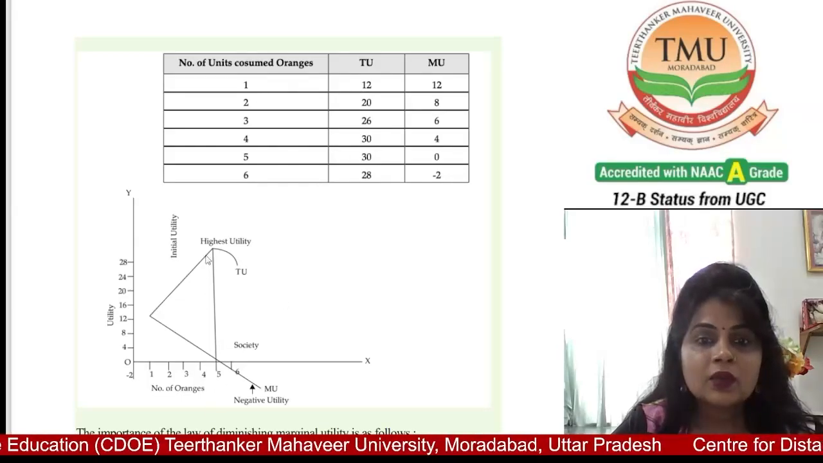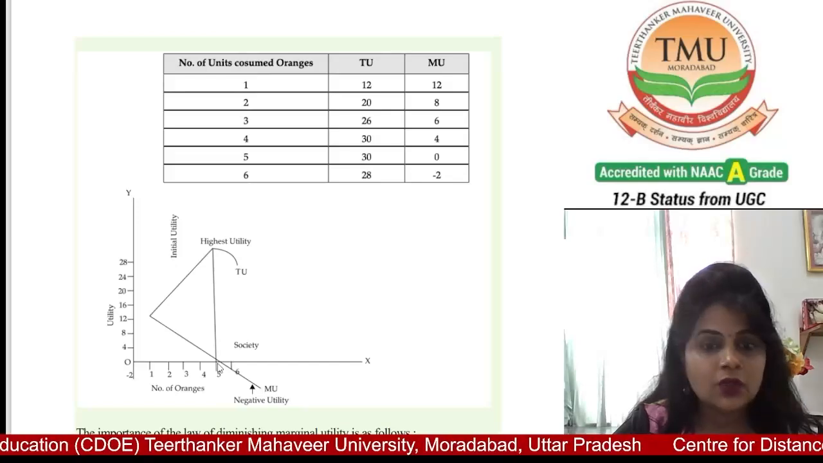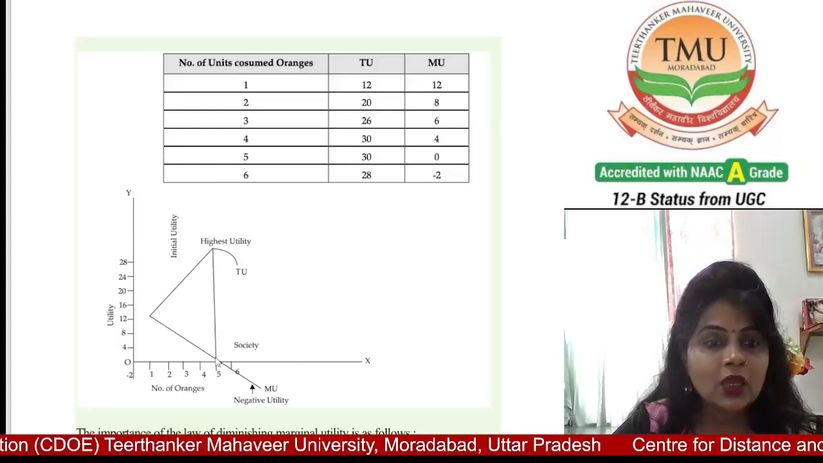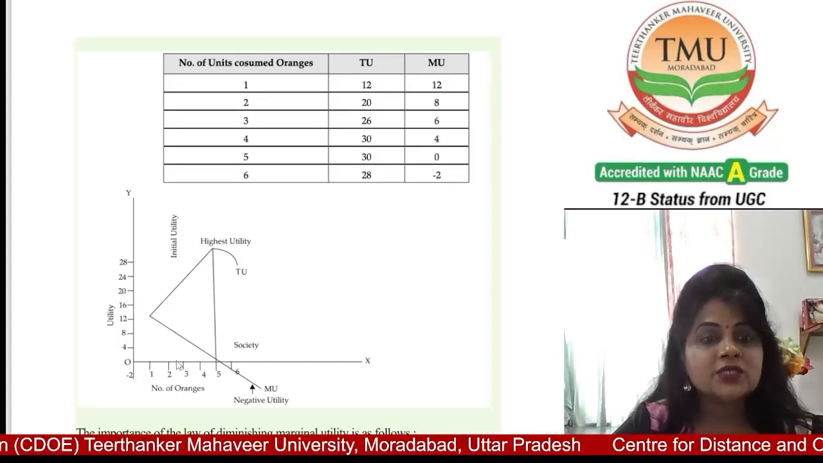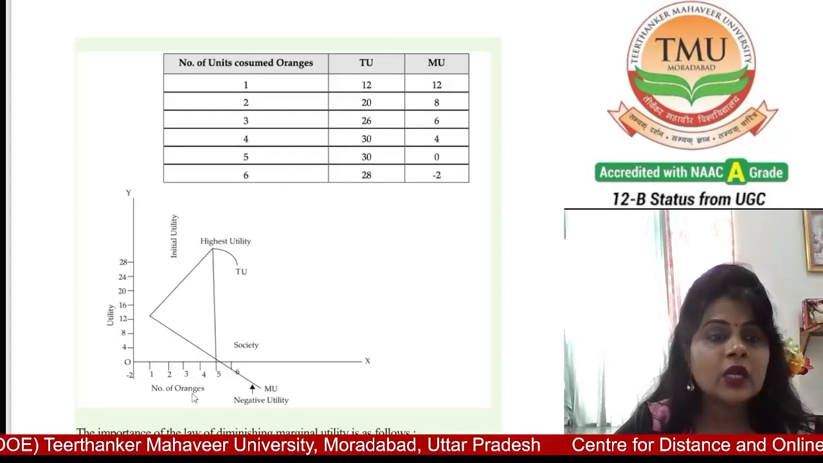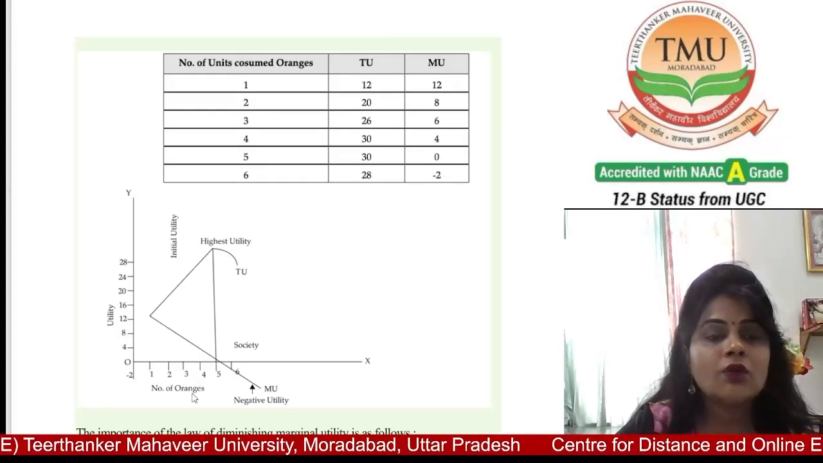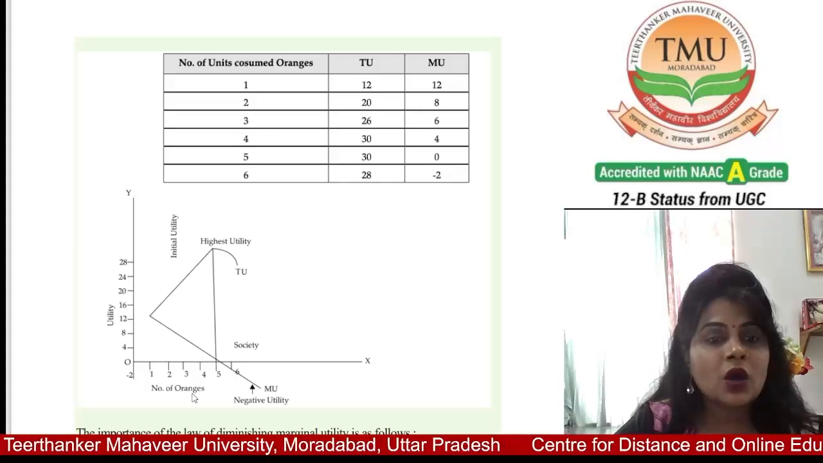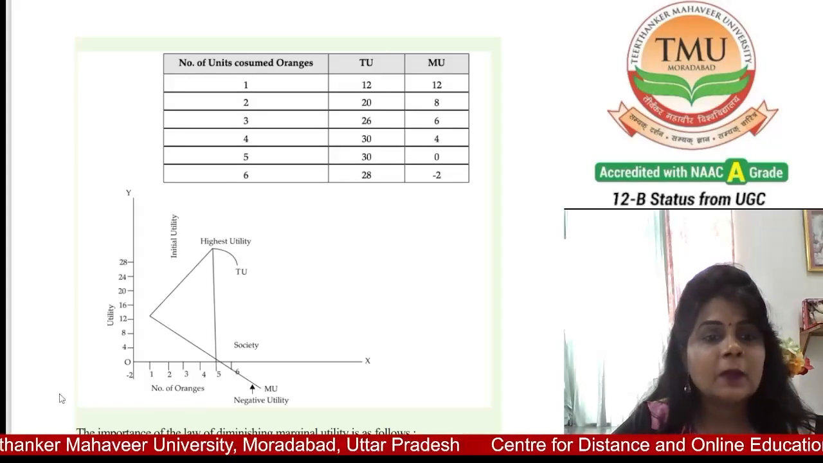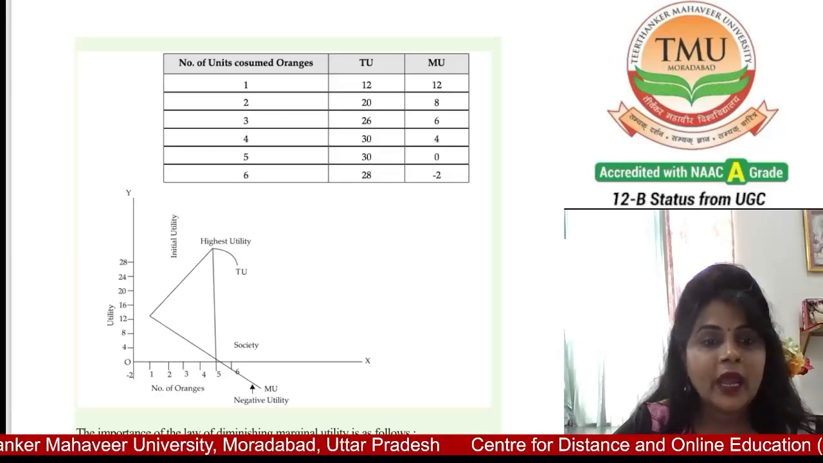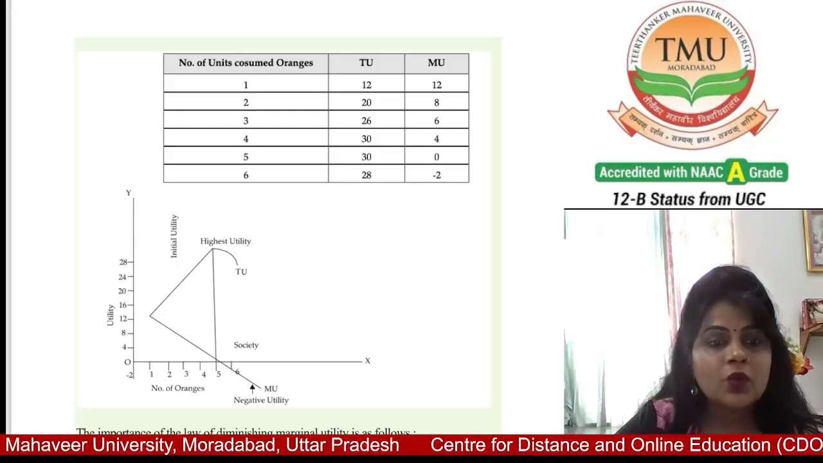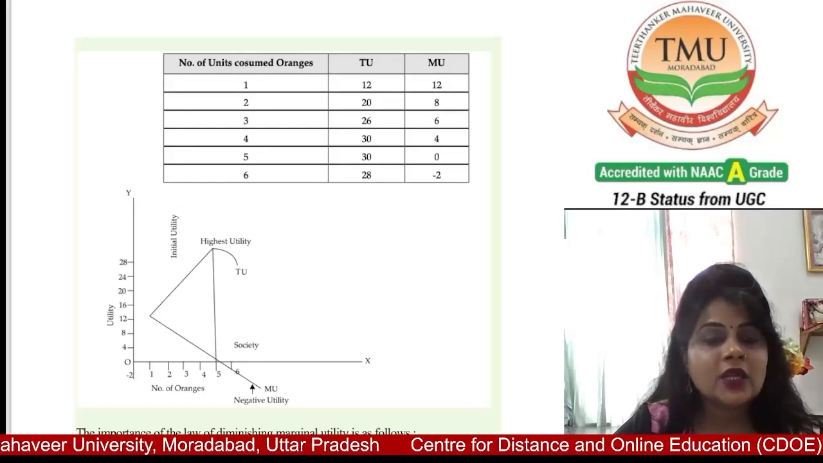It is the fifth unit of orange consumed. This is the satiety point. On the other hand, marginal utility from the consumption of each additional orange keeps on diminishing upon the consumption of the sixth orange. The person has gone over the limit, and the marginal utility becomes negative, which results in a decrease in the total utility.